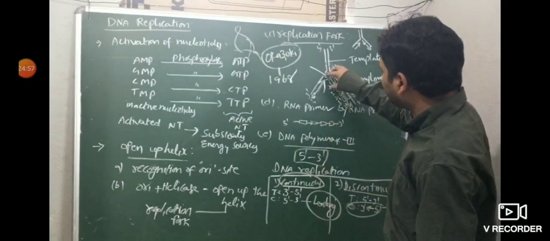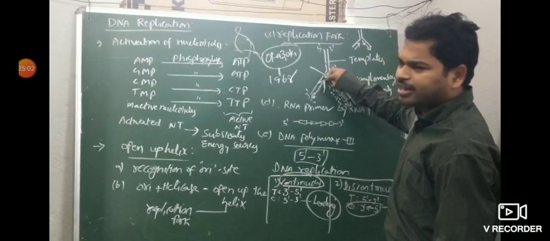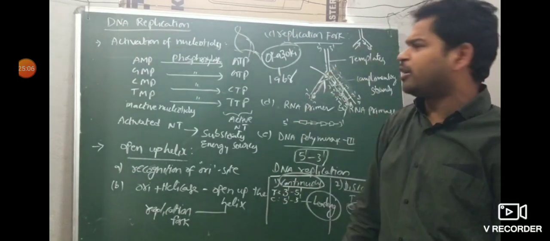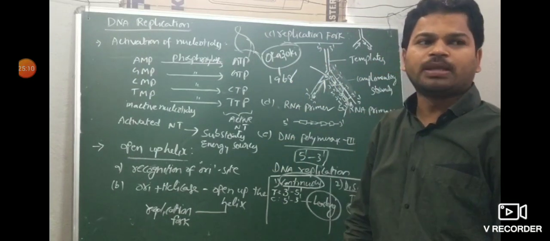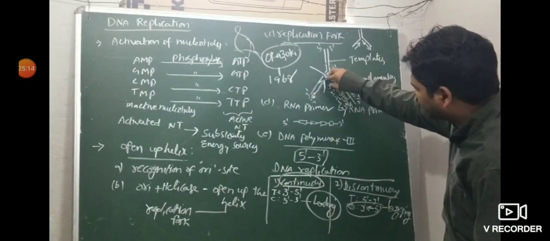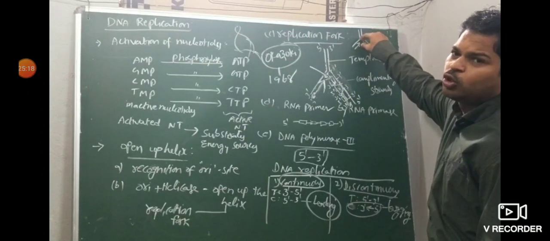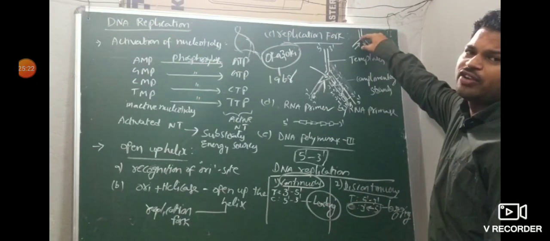Then after the helix opens up and the replication fork is formed, tension builds here. To remove this tension and provide stability, single strand binding protein and topoisomerase enzyme act. They remove the tension and provide stability to prevent the supercoiling and rewinding of the DNA.